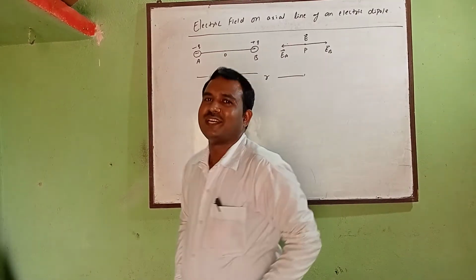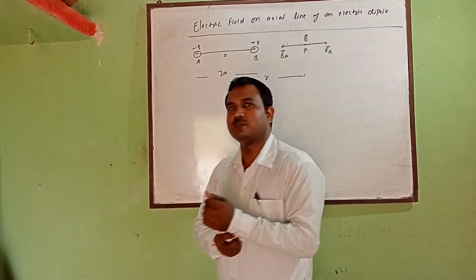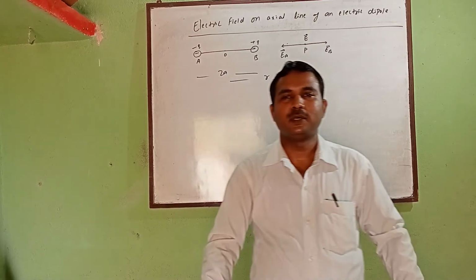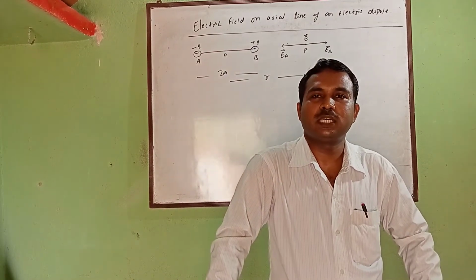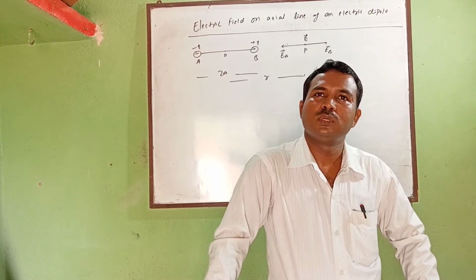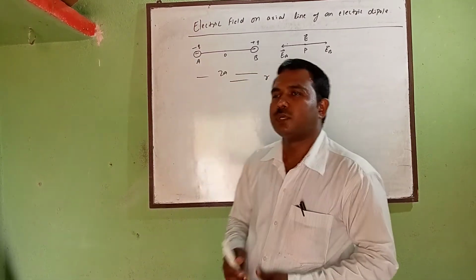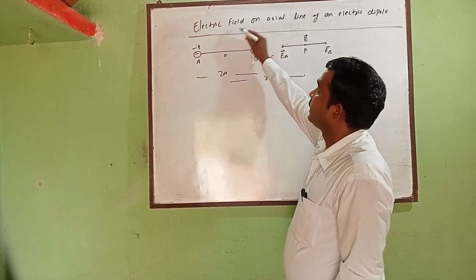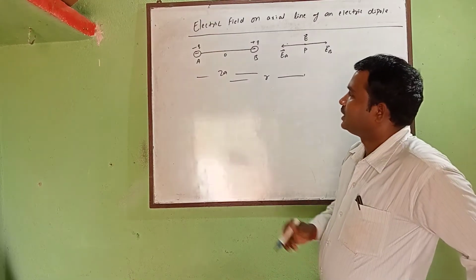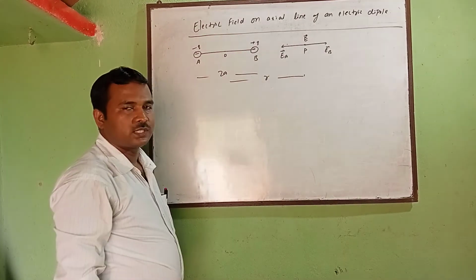Hello student. Today we will find out the electric field on the axial line. We have to find the electric field on the axial line due to a dipole. Suppose the question is: electric field on the axial line of an electric dipole. Is it clear? We can see that here we have the negative charge and here is the positive charge.